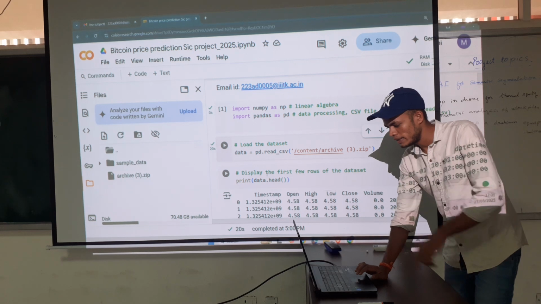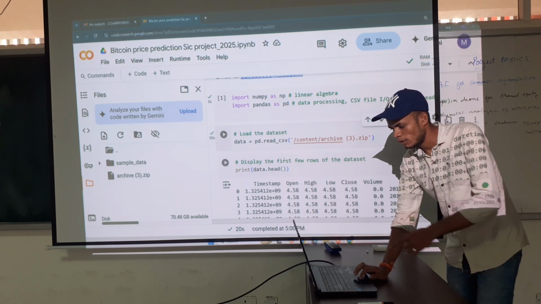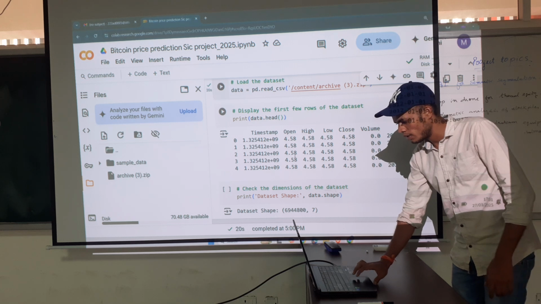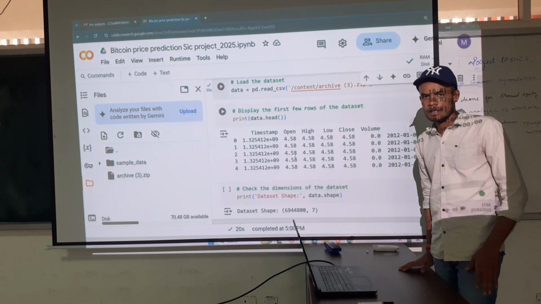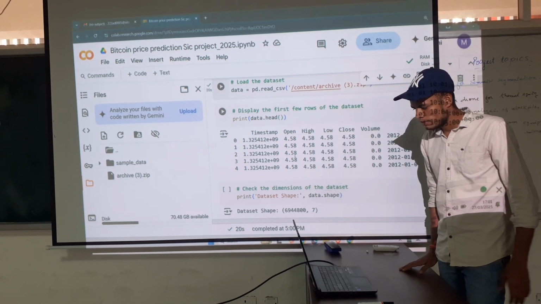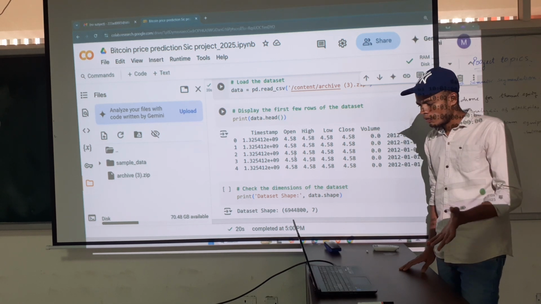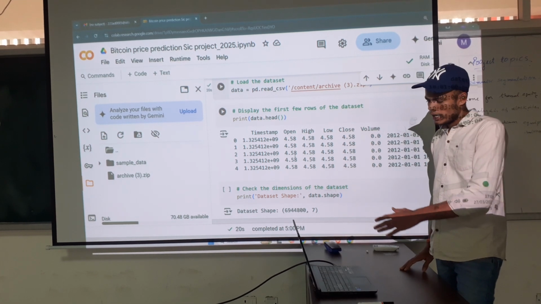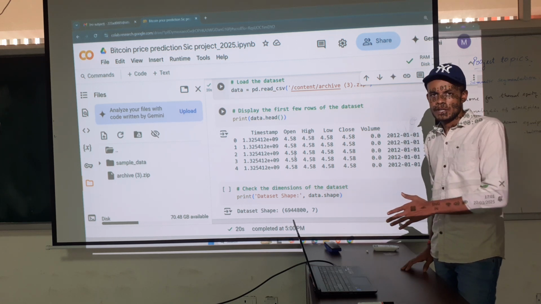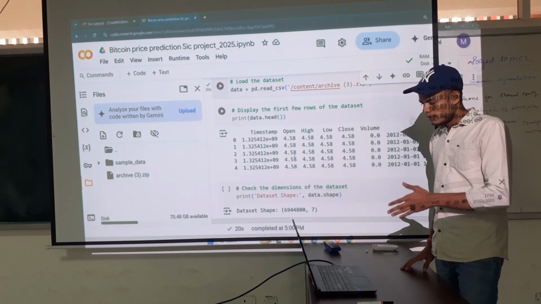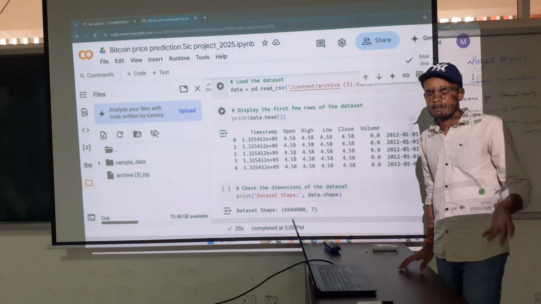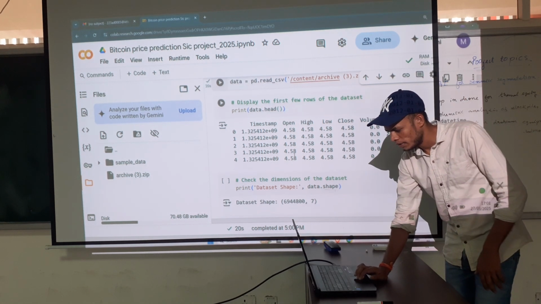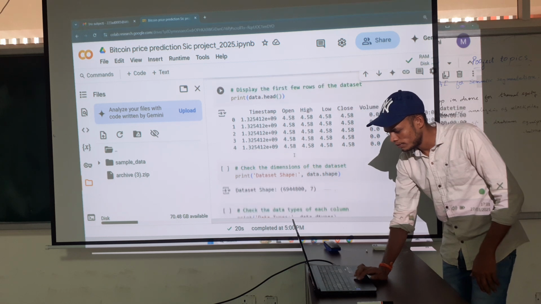I have loaded the dataset file, and this is the display of the dataset that I have taken from Kaggle. We have a timestamp, the open of the Bitcoin price, high values, low values, the close, and the volume of the Bitcoin when the time closes. Under one column we have the date and time where the Bitcoin time closes.